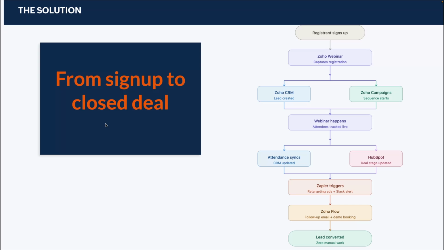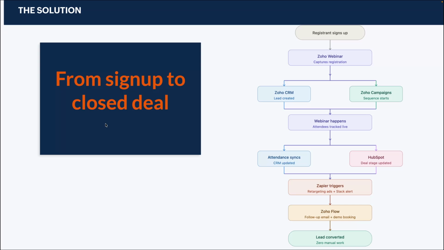As you can see in this flow, once someone registers, your system should begin working immediately. It should create records of that person, launch email sequences, watch the attendance details, update the lifecycle stages in your CRM, and then alert the right teams accordingly.